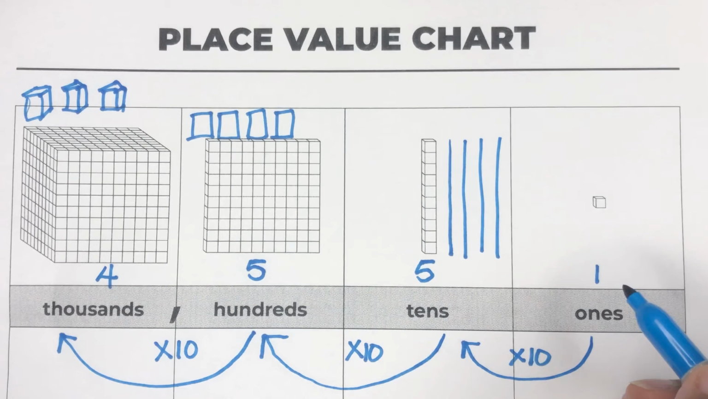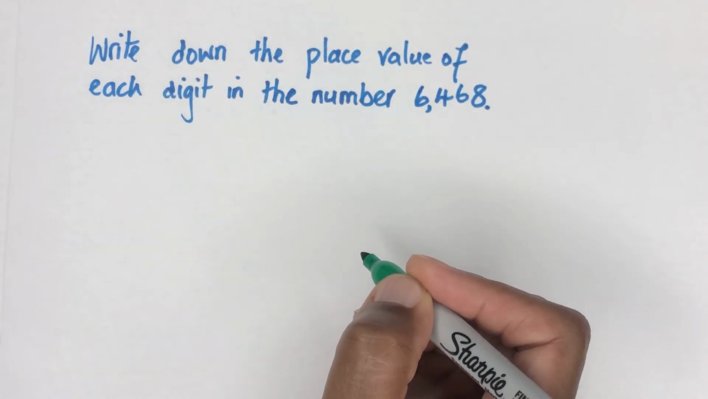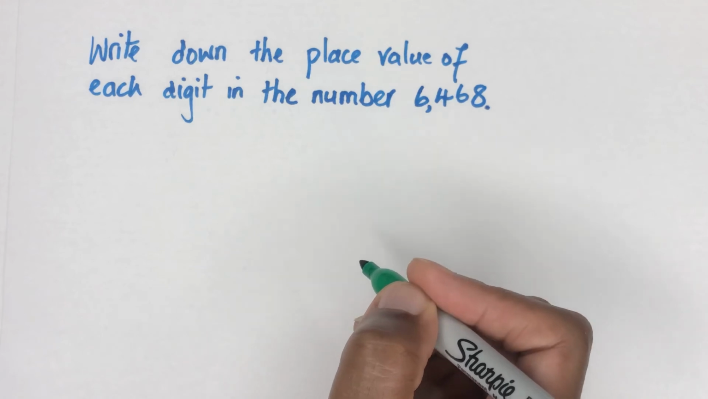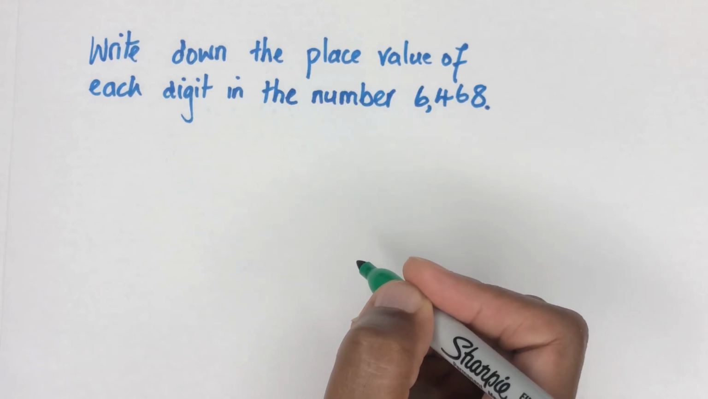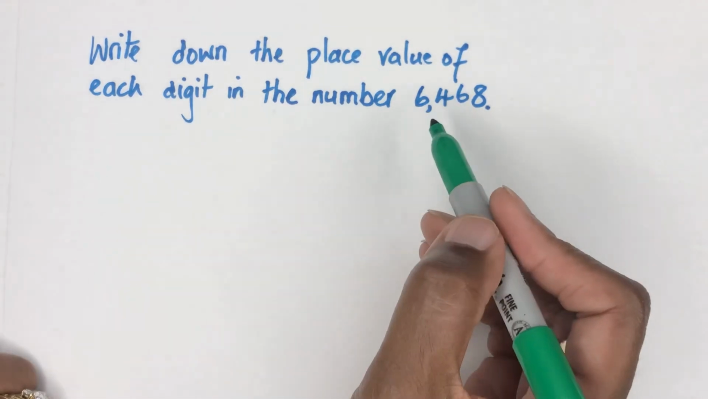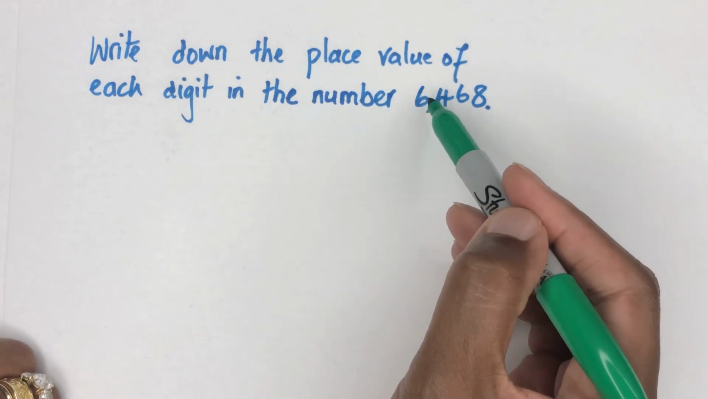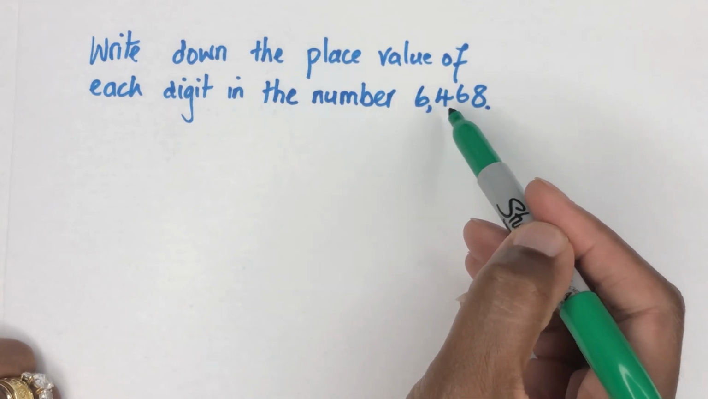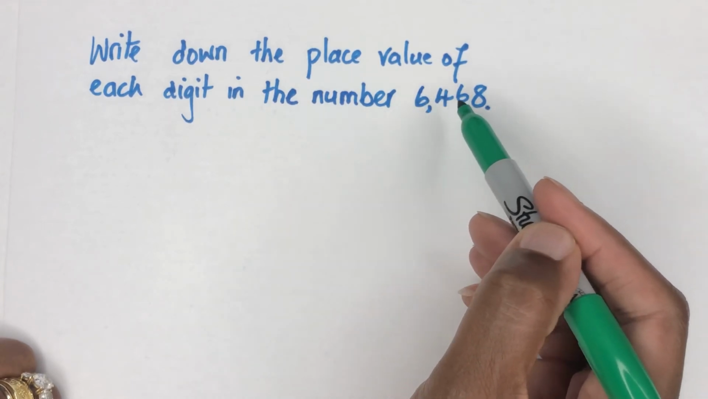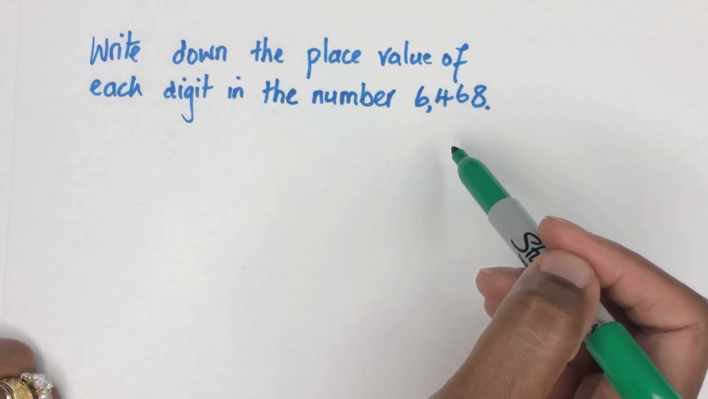They're very good. If you had a question like this, write down the place value of each digit in the number 6,468. What would they require of you for this type of question? Well, the first thing is to know how to say the number, right? So you say 6,468. The way you say it would tell you the place values that these numbers would be in.